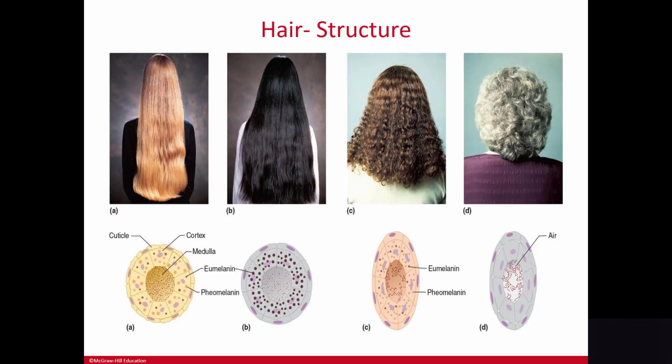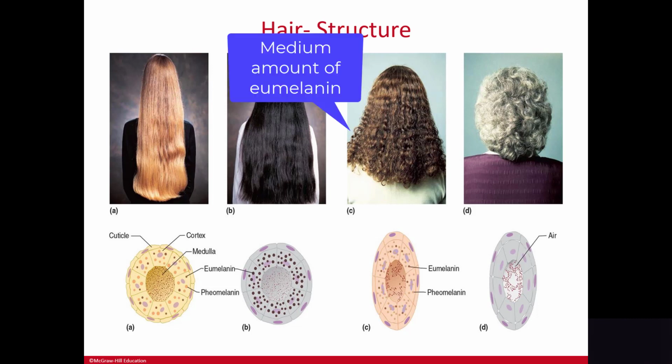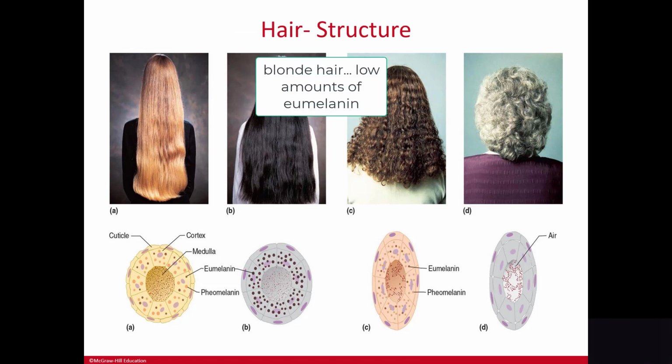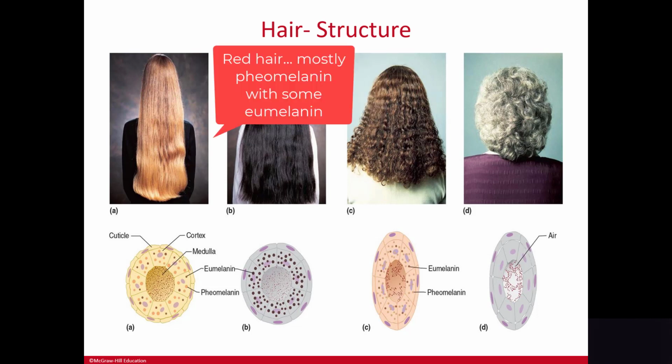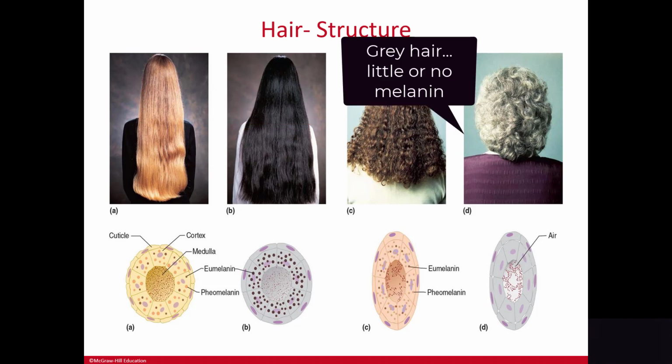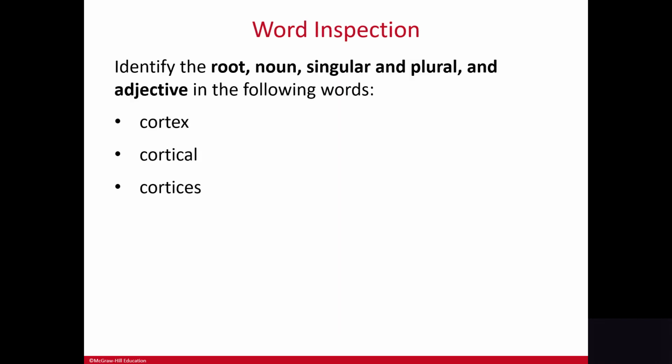So someone with black or dark brown hair would have a lot of eumelanin in the cortex, and someone with brown hair would have a moderate amount of eumelanin, and someone with blonde hair would have very little eumelanin. Someone with red hair would have mostly pheomelanin with a little eumelanin. Someone with gray hair would have little or no melanin at all. So there, in that picture, you see a lot of different types of hair colors and textures.